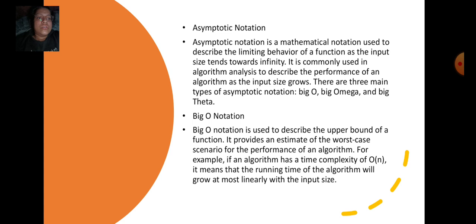Big O notation is used to describe the upper bound of a function. It provides an estimate of the worst case scenario for the performance of an algorithm. For example, if an algorithm has a time complexity of big O of n, it means that the running time of the algorithm will grow at most linearly with the input size.